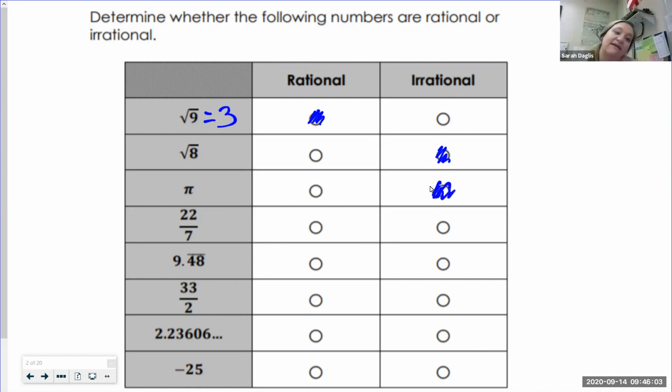22/7, well, those are two integers written as a fraction. 22 and 7 are good, so that's going to be a rational example. 9.48, notice that bar above it means repeating, so there's a pattern, 48, 48, 48, 48, so that will be a rational number. 33/2, again, that's a fraction with two integers.